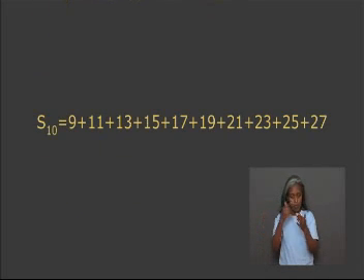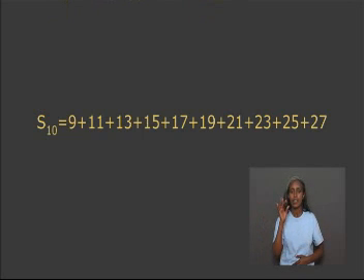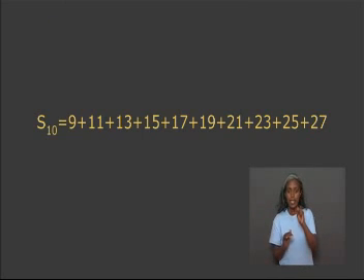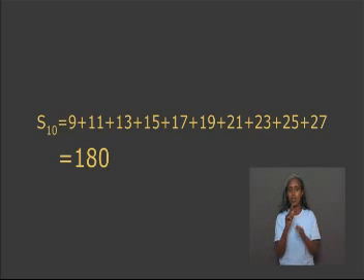The sum of these 10 numbers is 180. Therefore, S10 equals 180. When we have a formula for the general term of a sequence, we may express the sum of the first n terms of the sequence in a more compact form.